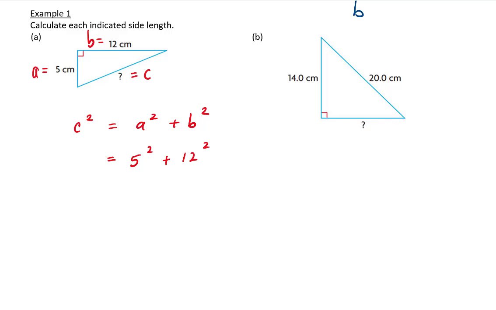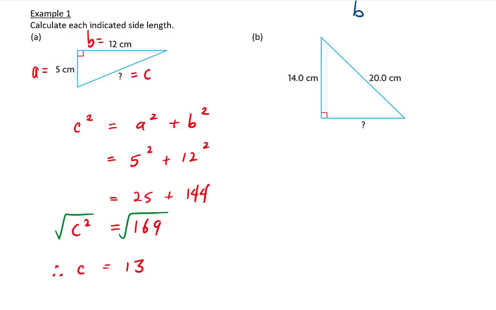Next, we're going to add these two squares up. We're going to take 5 squared, which is 25, and add it to 12 squared, which is 144. The sum of those two numbers is 169. And that is C squared. Recall, if we want to get C then, we're going to square root both sides of the equation. The square root of C squared is equal to C, and the square root of 169 is equal to 13. So therefore we can say that side C is equal to 13 centimeters.